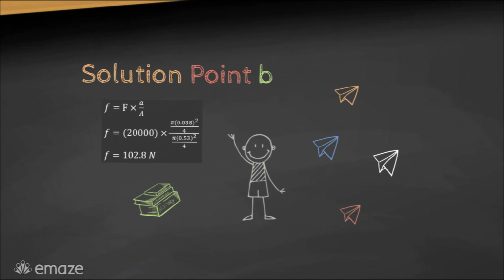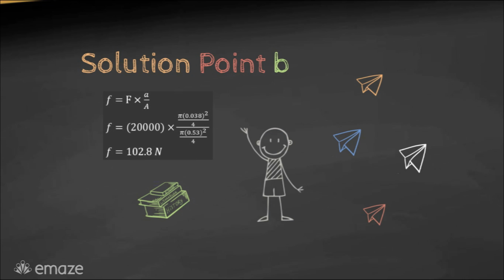For point B, we can use the same method used in point A. From the equation received from point A, we know that the force of the small piston will be equal to the force of the large piston times the area of the small piston divided by the area of the large piston. Convert the known information into its international system of units and put it inside the equation previously mentioned to form F equals 20,000 times pi times 0.308 squared over 4 divided by pi times 0.53 squared over 4. And then we will have, therefore, the force of the small piston will be 102.8 newtons.